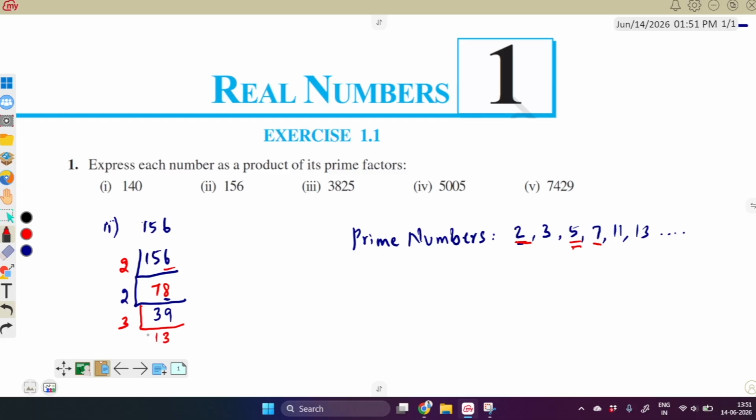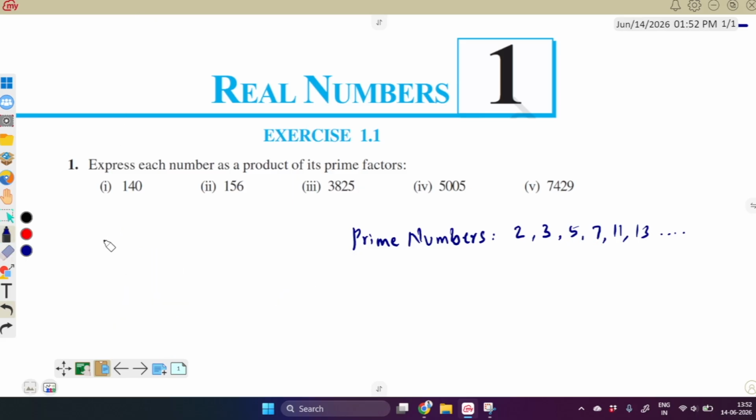Now 13 is a prime number in our list, so I told you we can stop here, or you can write 13 1s are 13. Now we will represent 156 as 2 came 2 times, so 2 square times 3 times 13. So this is the way that we represent 156 as prime factors.